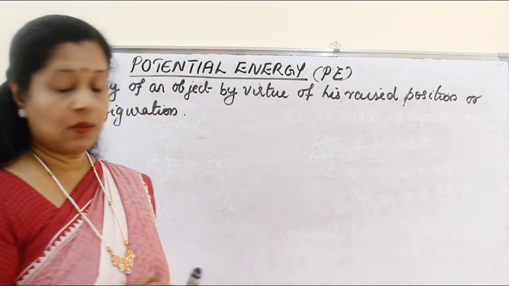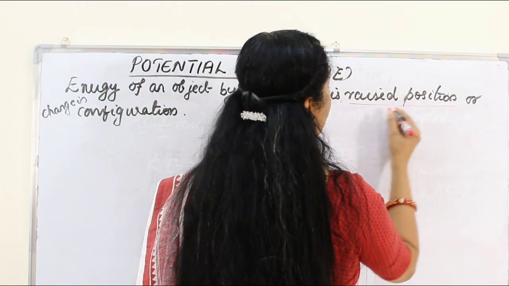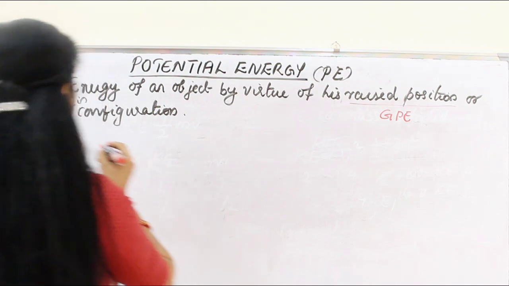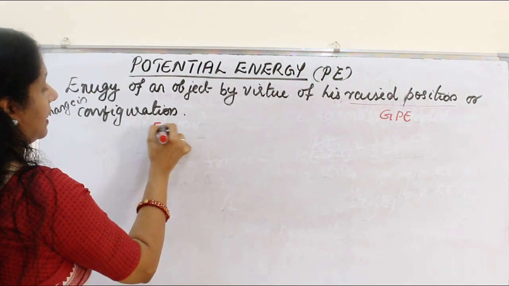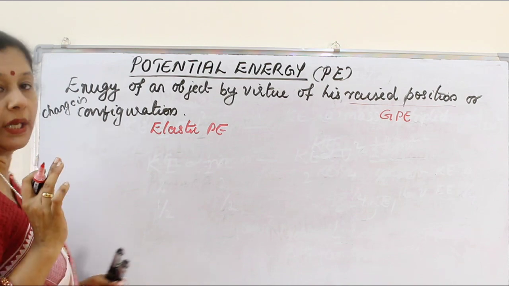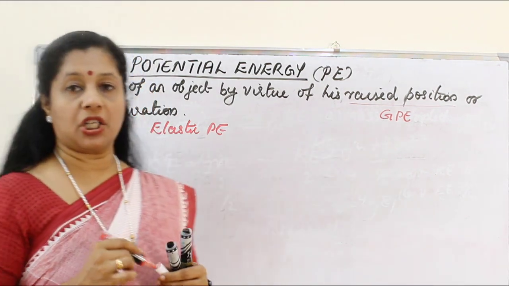So this one, when it is by raised position, we can call it gravitational potential energy, and this change in configuration we can call elastic potential energy. So potential energy, basically, has 2 types: gravitational potential energy and elastic potential energy.